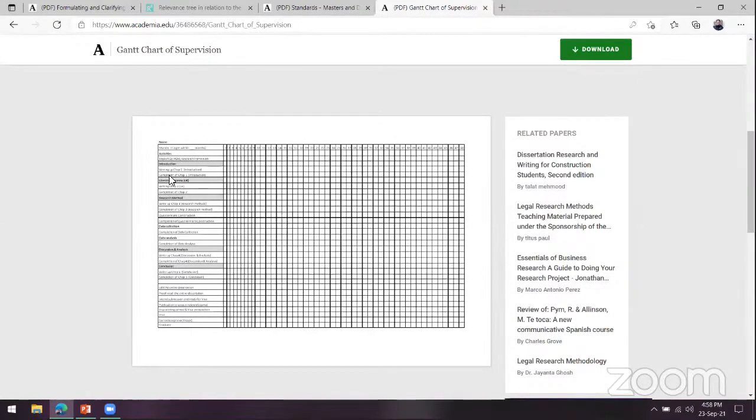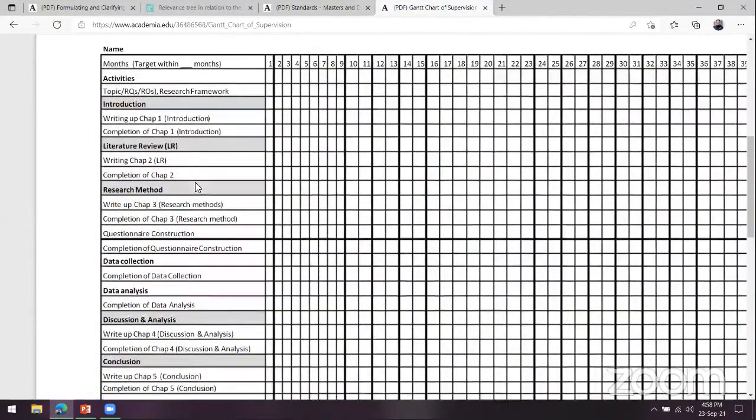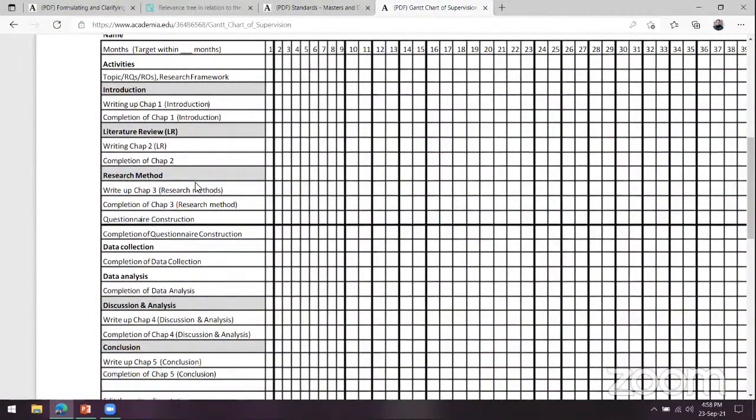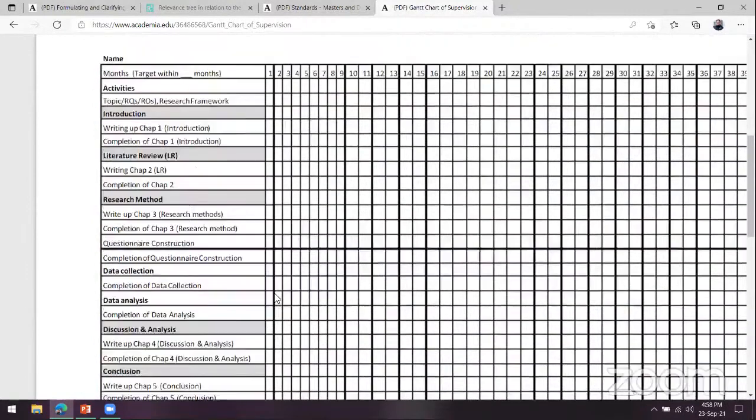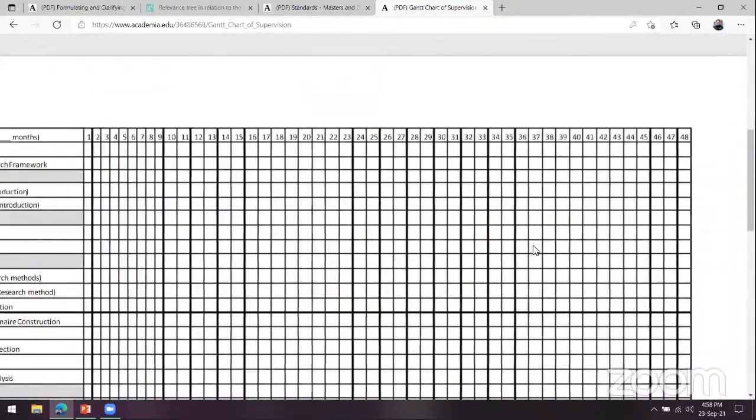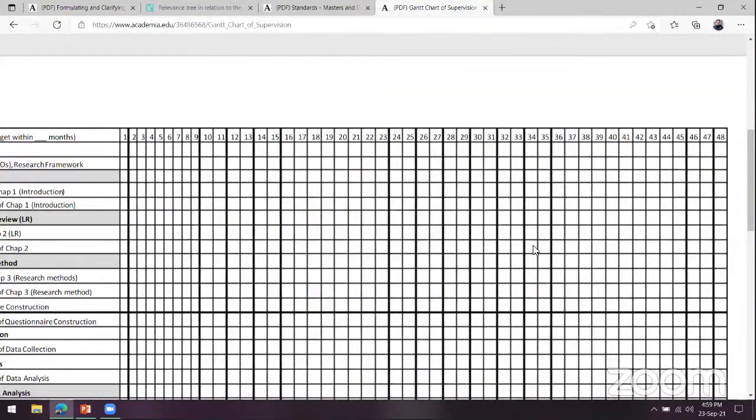Okay, so this one is from chapter 1 until the conclusion. For some, like PhD students, they need to sit for the viva, then after that minor or major corrections, and after that they graduate. So when you look at it, 4 years becomes 48 months, and 2 years, 24 months. It is not really that long. Basically, it's not really that long.